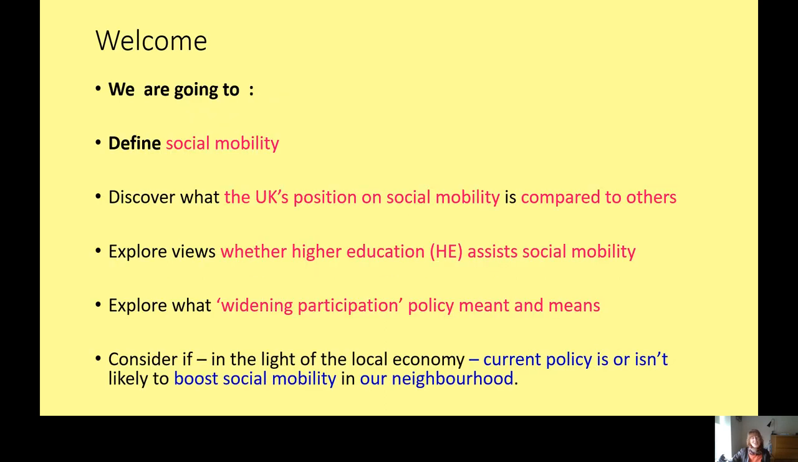Well, first of all, I'm going to start by defining what we mean by social mobility. I'm going to tell you about what the UK's position on social mobility is compared to other developed nations, according to some recent research. I'm going to explore views about whether higher education assists social mobility. I'm going to explore what widening participation policy meant and what it means presently. And we're also going to look, in the context of the local economy, whether or not current policy is or isn't likely to boost social mobility in our neighbourhood.